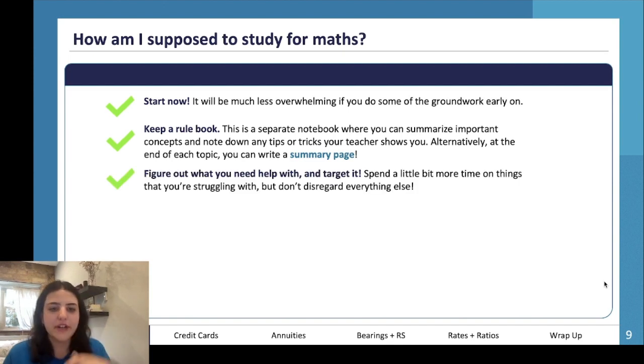All right, figure out what you need help with and target it. I think this is such an important skill, being able to prioritize, right? If you are studying and you know that you completely understand something, like the example I always give is that I knew I was pretty much acing simultaneous linear equations, but I could not for the life of me get bearings down.